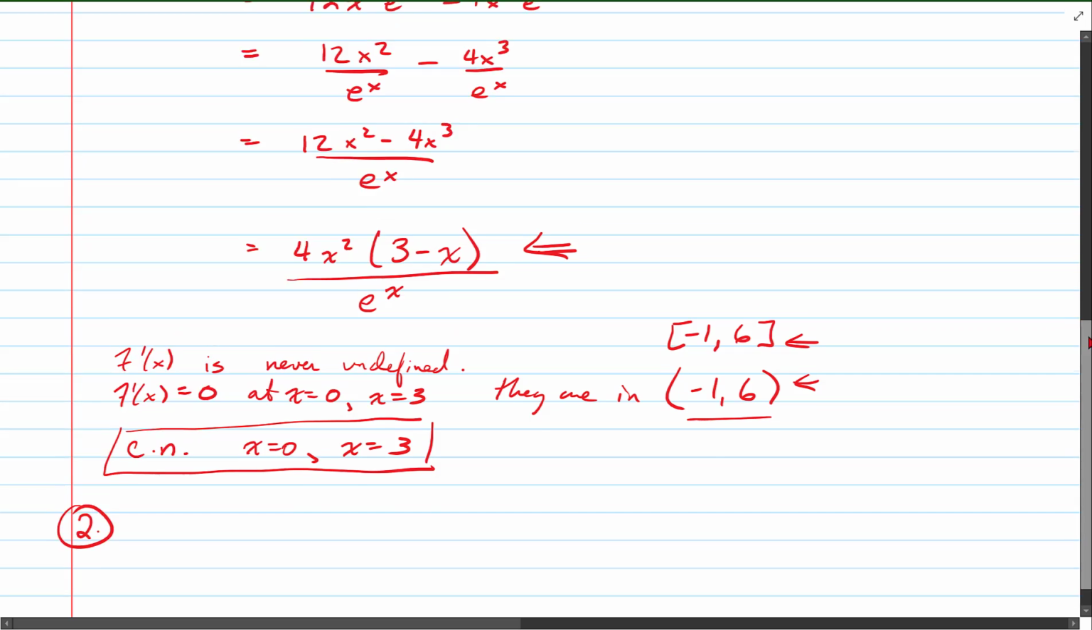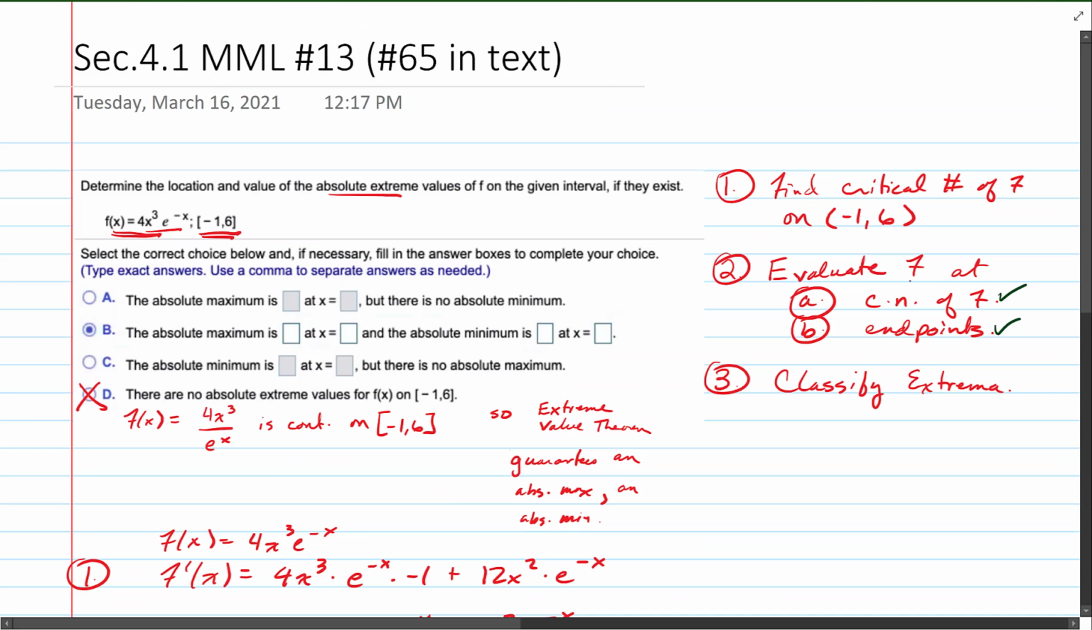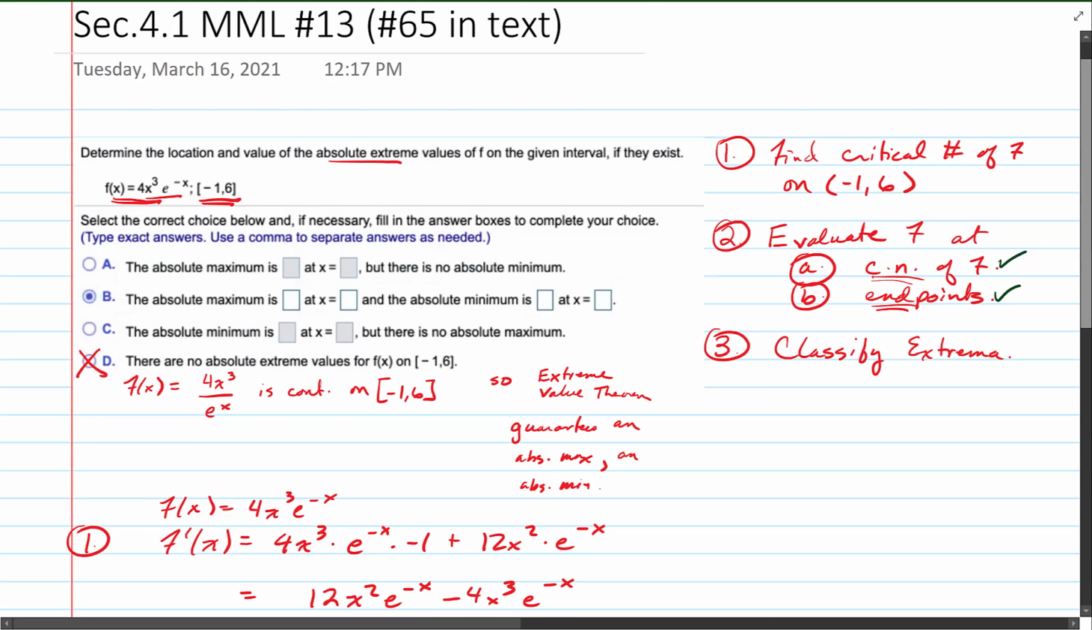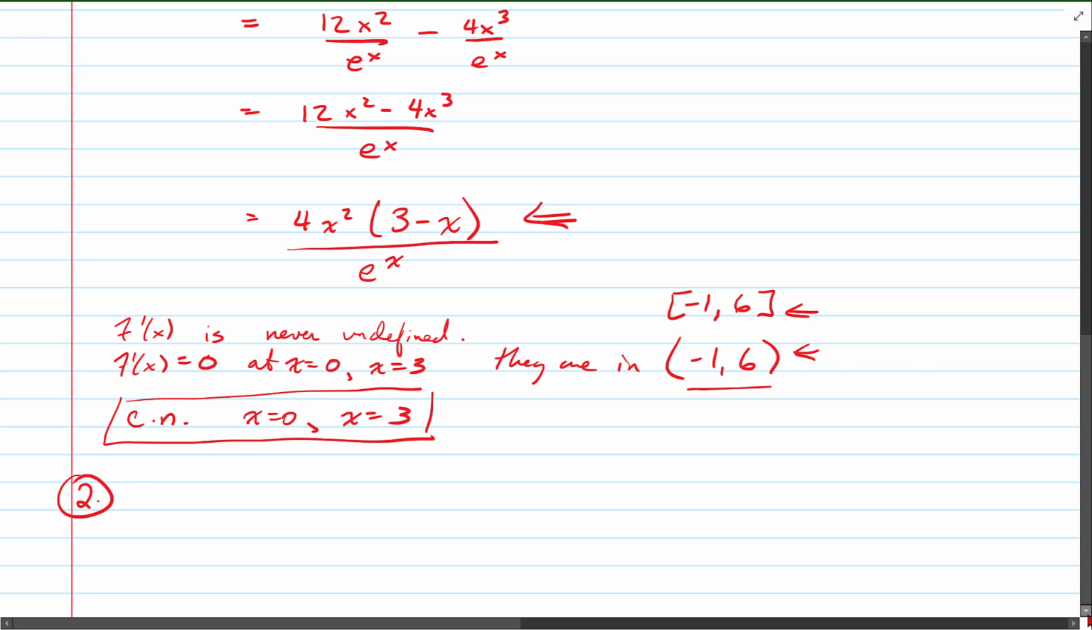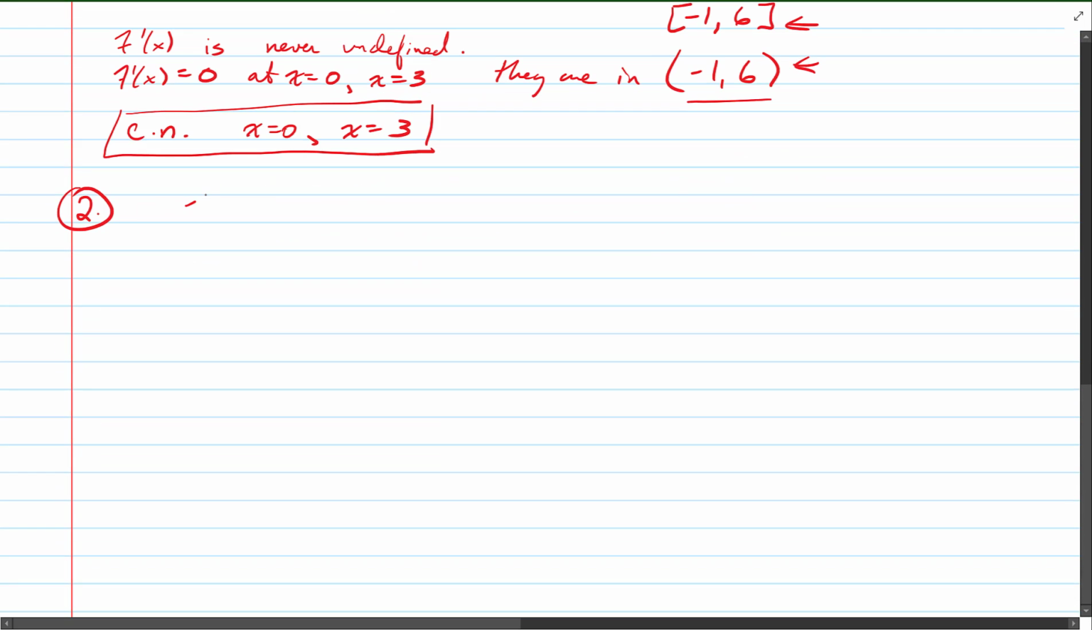So now I think we're ready for step 2. Let's go check that again. Step 2 said to evaluate the function at both the critical numbers and the endpoints. It is essential that you remember to check both the critical numbers and the endpoints when doing this, because absolute extremum could occur either on the interior at critical numbers or at the endpoints. So let's go ahead. Our f of x was the function 4x cubed e to the minus x.